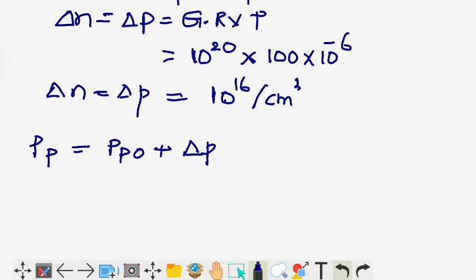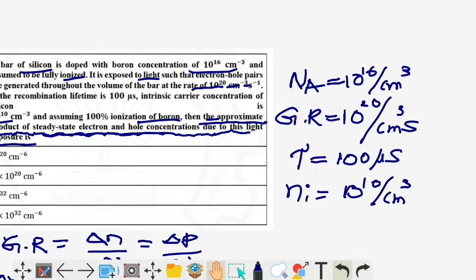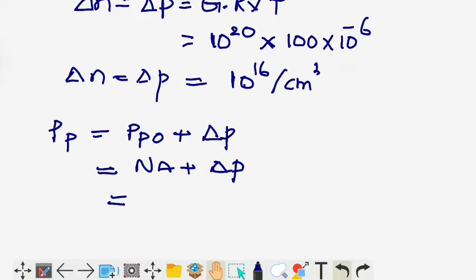So what is pp naught here? pp naught is nothing but Na plus delta p. So what is Na in the question given? Na is 10 to the power of 16 here. So let's substitute here: 10 to the power of 16 plus what is delta n or delta p, that is 10 to the power of 16.